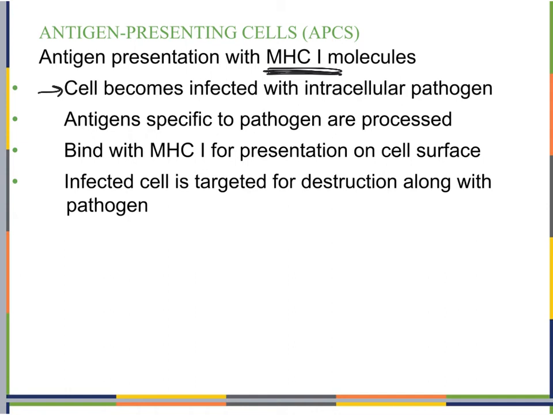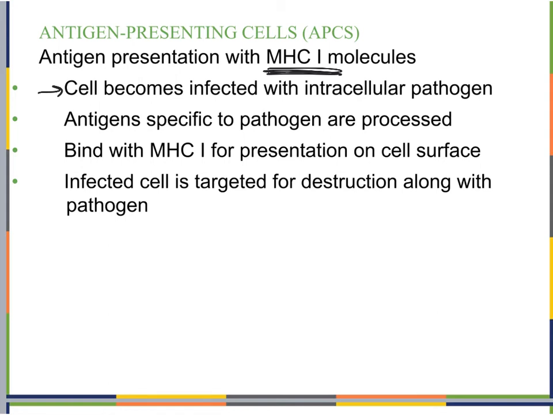So this is a way for a cell itself that has been infected to say, hey guys, this is what the bad guy looks like and I'm infected with it. So you guys need to kill me because I'm infected with this. But it's also letting the immune system know what it looks like so that they can go around and start making things to fight these guys off.